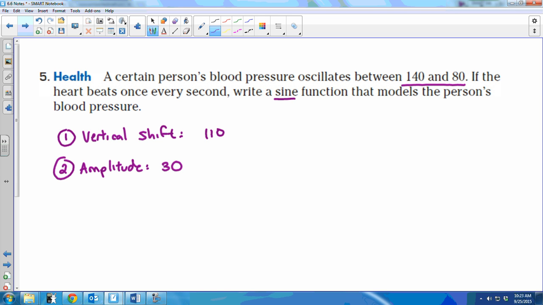Well, the amplitude in the equation is just going to be positive. But yes, plus or minus to get both of those numbers. Questions so far?